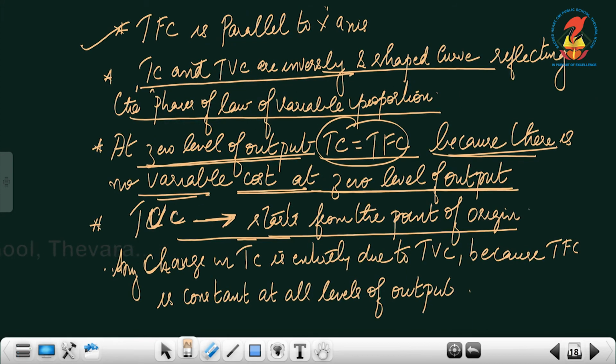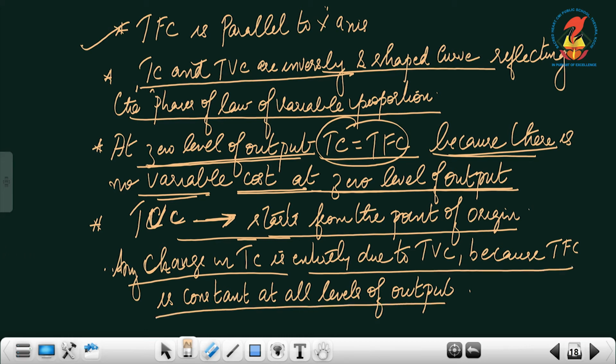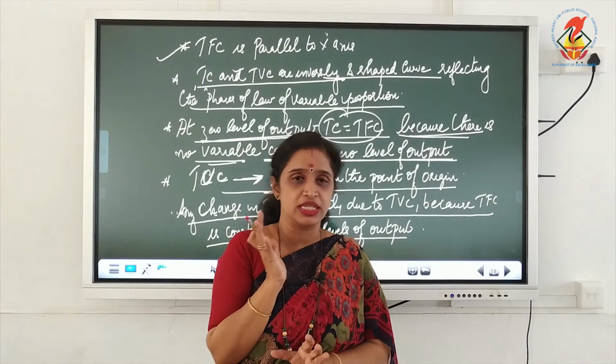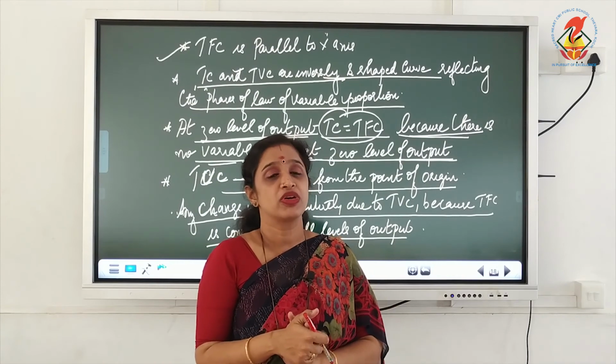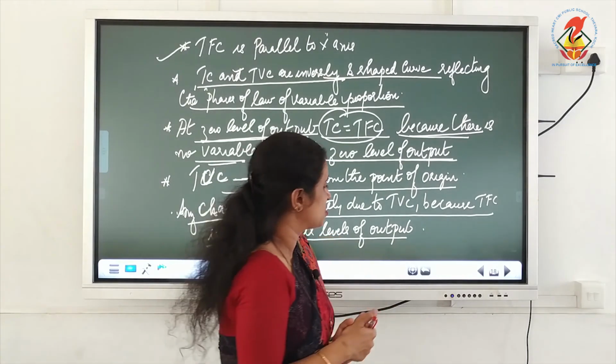Now the next one is any change in the TC is entirely due to TVC because TFC is constant at all levels of output. Any change in our TC happens only because of a change in the TVC because TFC remains constant.